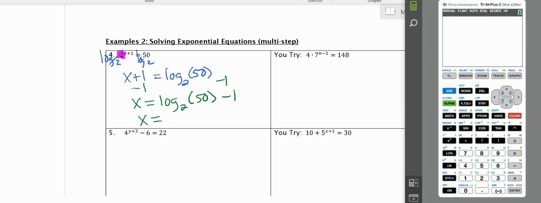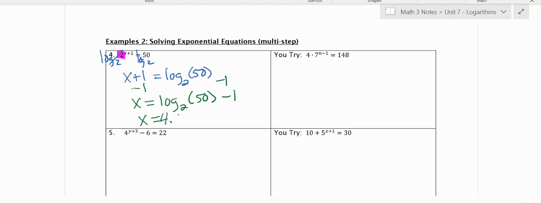I have to use the base change formula, so log of 50 divided by log of 2. I'm going to hit enter, but you could put it as one whole thing. Then I'm going to subtract 1, and it'd be 4.64 if I did nearest hundredth. And that would be our final answer.